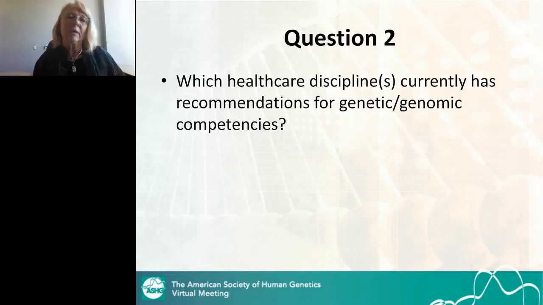So let me ask you this question. Which healthcare discipline currently has recommendations for genetic and genomic competencies? Think about your own role that you play. Do you know if your discipline, whether you're a genetic counselor, that's kind of a no-brainer, a nurse or advanced practice nurse, a physician or a physician assistant, currently has recommendations for competency, or all the above? I'll give you a few seconds to think about that and to reply, and we'll see what the knowledge level is of knowing about your competencies.